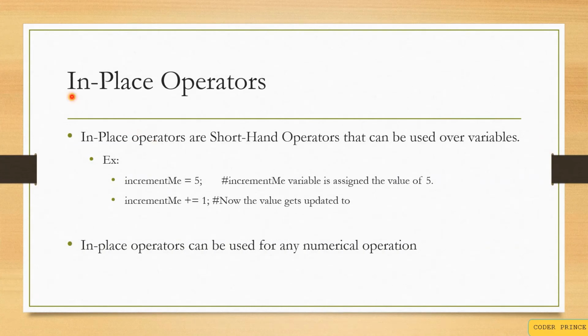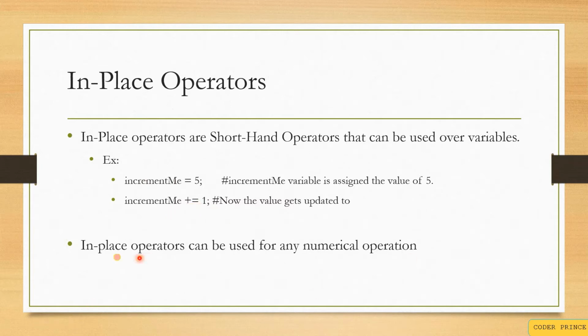Coming to in-place operators, they are shorthand operators that can be used over variables. First, let's see an example. Here we have a variable named increment_me, which has the value 5, and the next line has increment_me plus equals 1. This is exactly the same as increment_me equal to increment_me plus 1. That means increment_me was 5, now increment_me becomes 5 plus 1, that is 6.